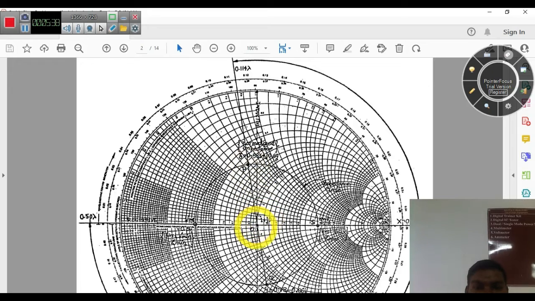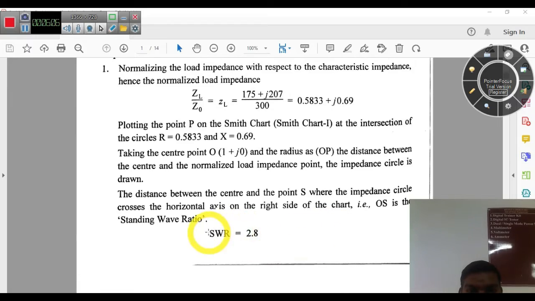Then we have to take the center O as a center and OP as a radius and draw one circle. By using a compass, you have to draw one circle, right? And then the circle cuts the horizontal axis on the right hand side, right? This point is considered as the VSWR. You can write the value by seeing the chart, which is 2.8.